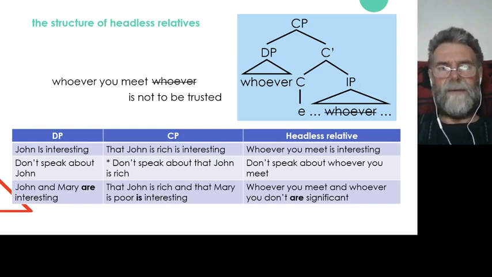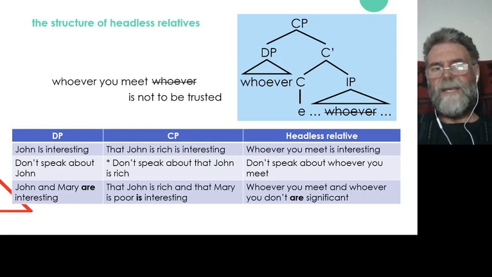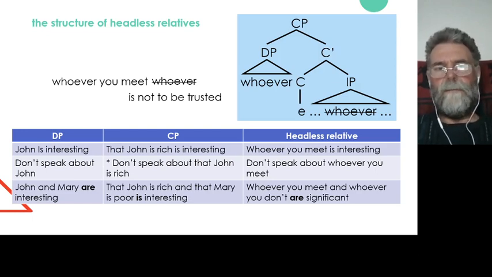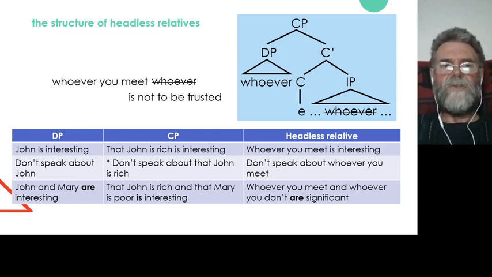Another fact about DPs that differentiates them from clauses is that when you coordinate two singular DPs, they add up to make a plural. As you can see in this case in the first column, we would have John is interesting and Mary is interesting, but John and Mary are interesting.